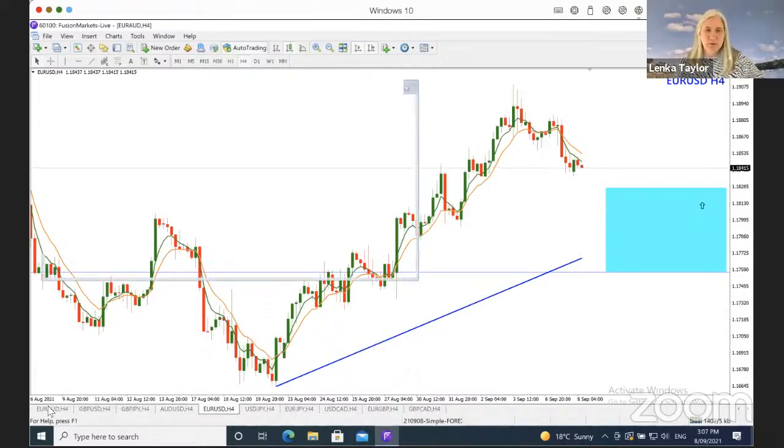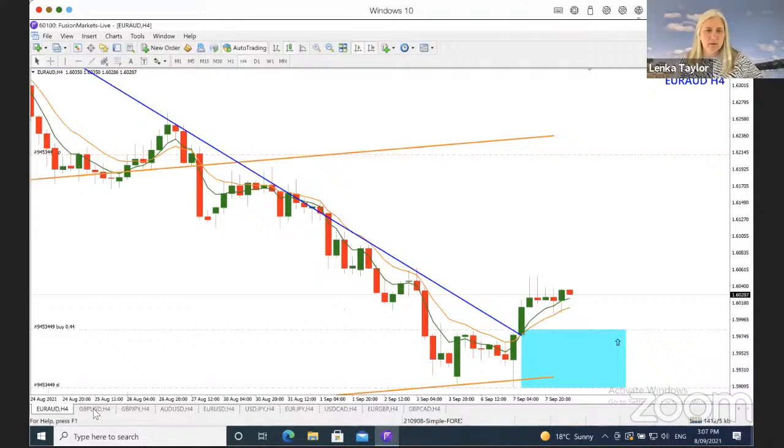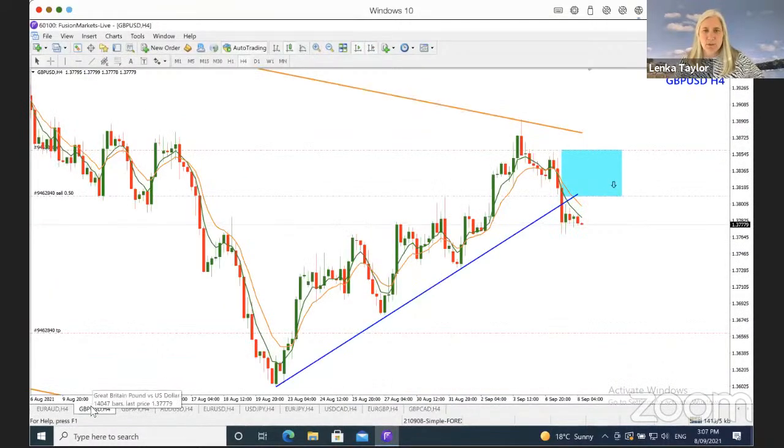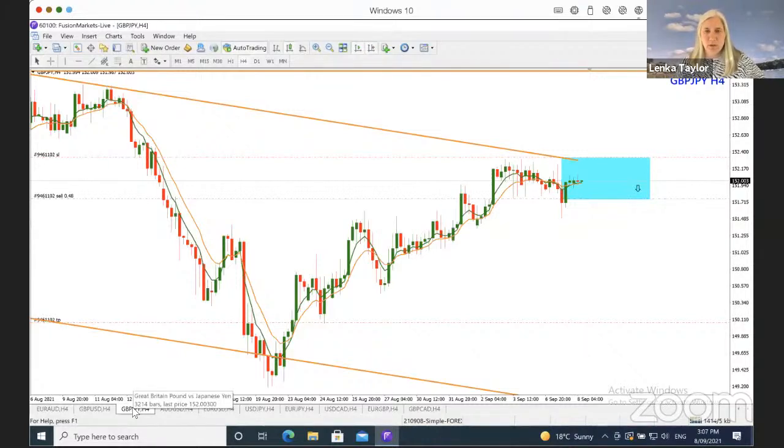I'm in Euro AUD long, GBP USD short, and GBP JPY short at the moment. So those are the ones. If you want to see the entries, have a look on the Telegram channel. It should all be there.